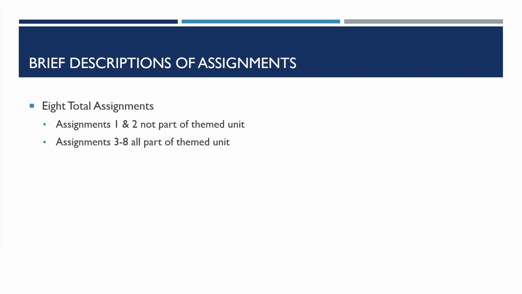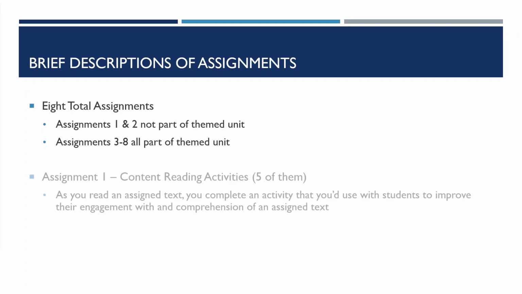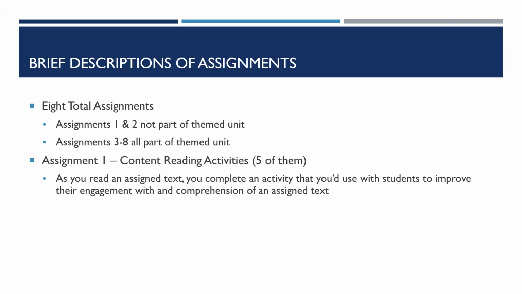Okay, so let me give a brief description of the assignments. There are 8 total assignments in the class, only 2 of which are not part of the unit that I've been talking about. Assignment 1 is a collection of 5 activities to be done while you're reading specific assigned texts. And these are things you would use with students as well. They'll help you understand your readings better, so they're going to be improving your own comprehension, and they'll help you learn ways to get your students engaged with their reading and comprehending their reading better.